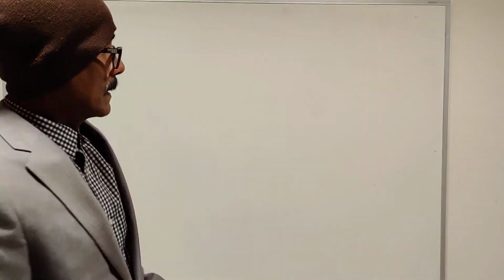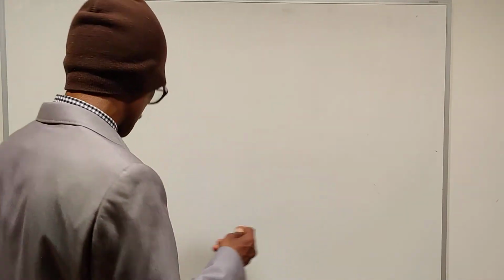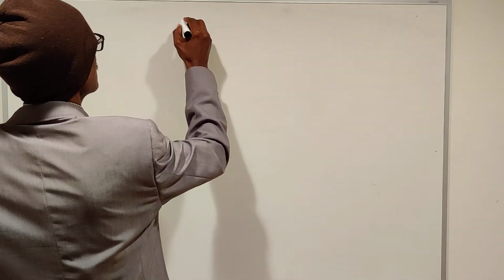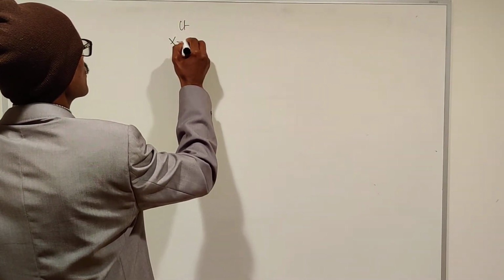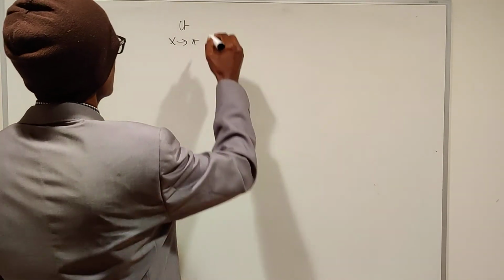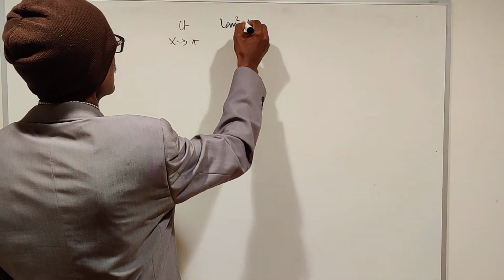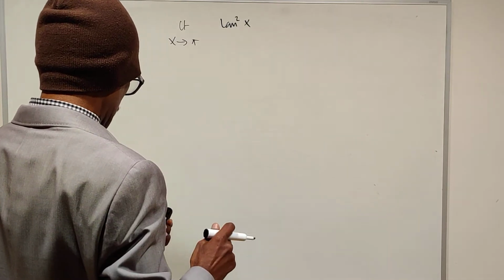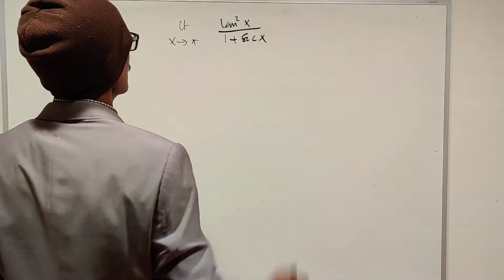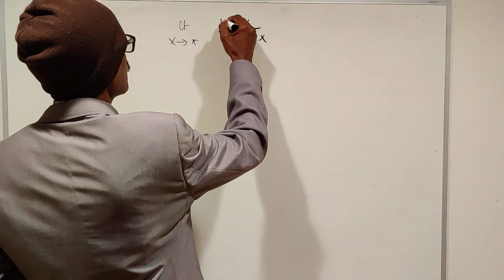Okay guys, today we are going to learn a little more problems from limits. 2-3 problems from limits. Let us start. Limit x tends to pi of tan square x by 1 plus sec x. Okay, this is the problem.